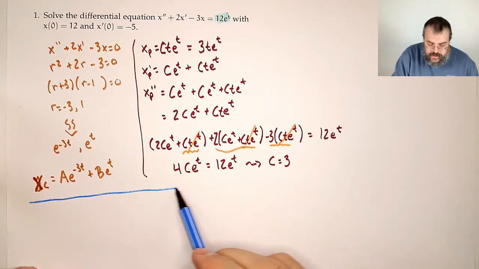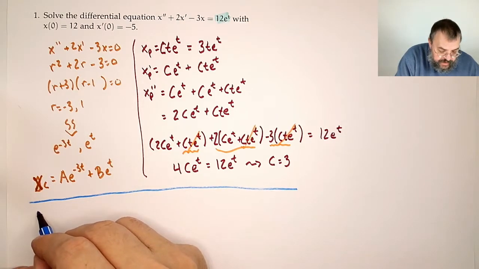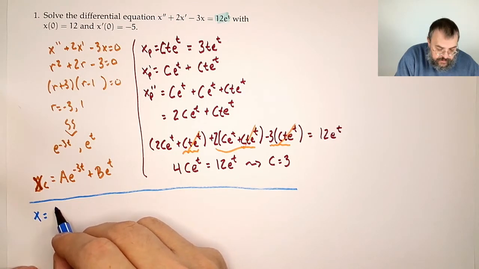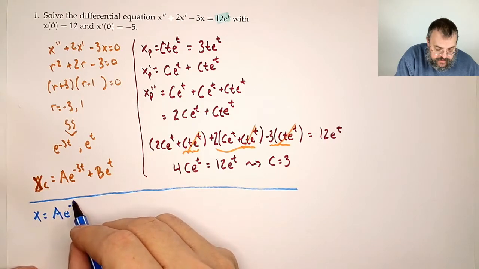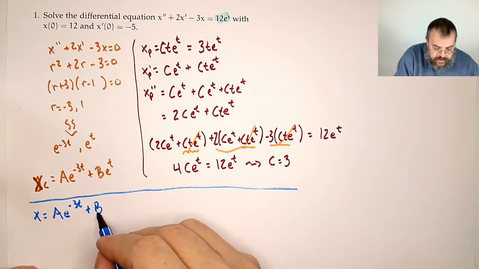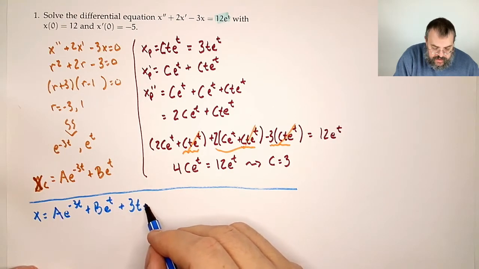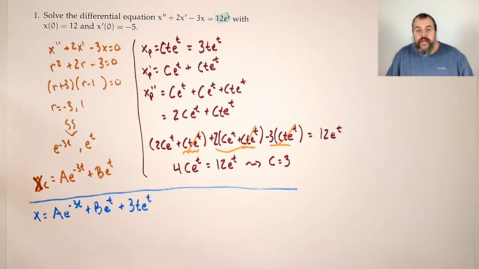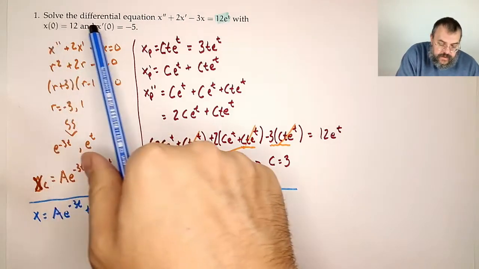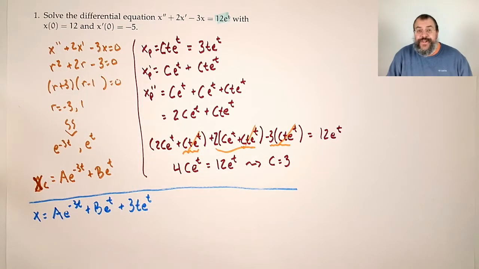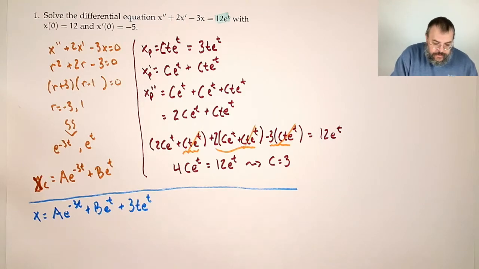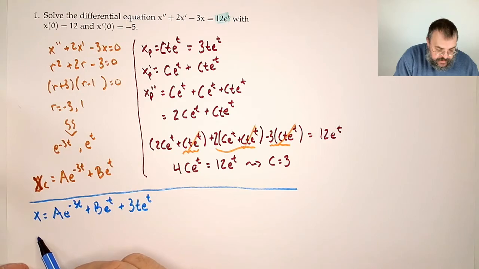So we're doing great. So we can say x has the form some constant e to the minus 3t, some constant e to the t, and then plus 3 times t e to the t. Now, the last thing we need to do is deal with the initial conditions. We haven't talked about the initial conditions yet, and they come into play right at the very end. All right, well, so we'll need to look at x prime, so we'll do that too.